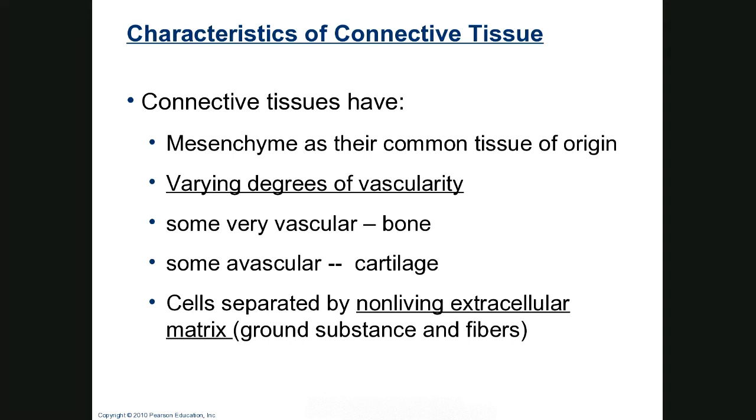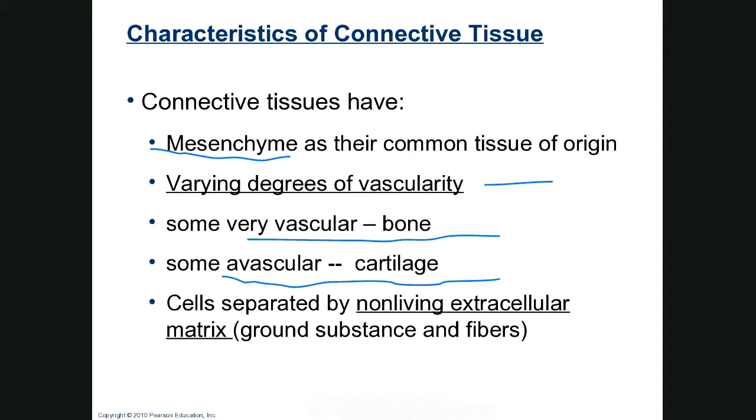Okay, they all have some things in common, and then a lot of things that are not in common. They all come from mesenchyme in the early embryonic tissue. Varying degrees of vascularity. Bone is very vascular. You break a bone, it's going to bleed. It's also going to have a better chance of healing because of that vascularity. Cartilage does not have vessels, so it gets its nutrients by simple diffusion, and you'll find that it's not going to be easy for it to heal.